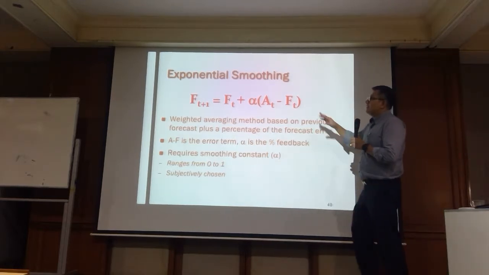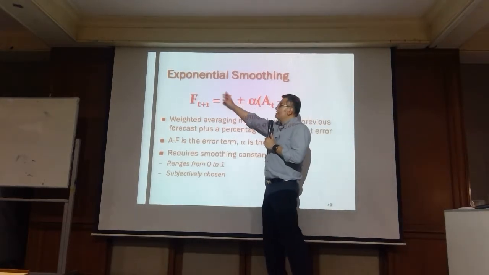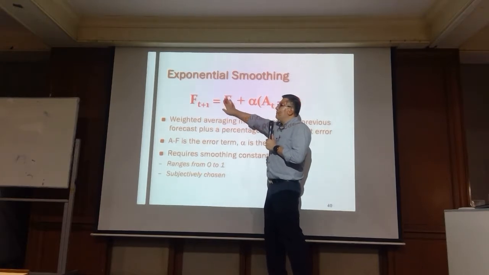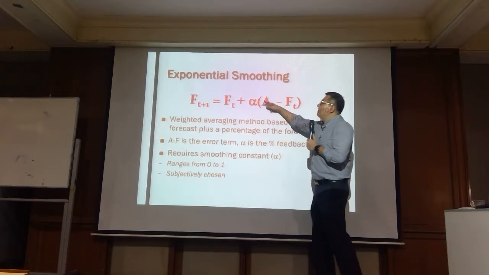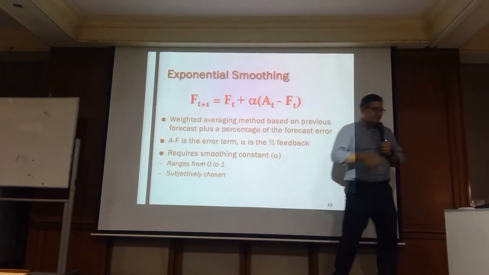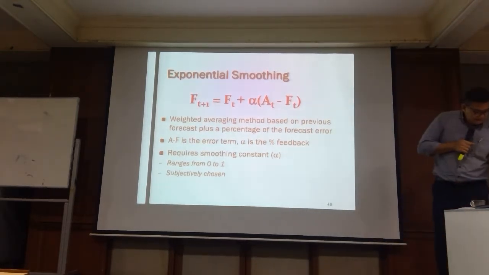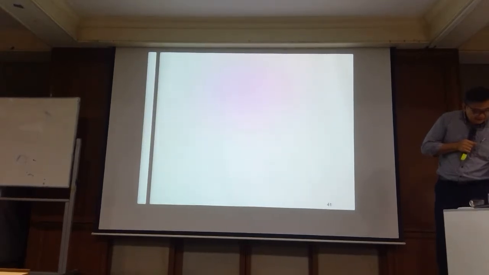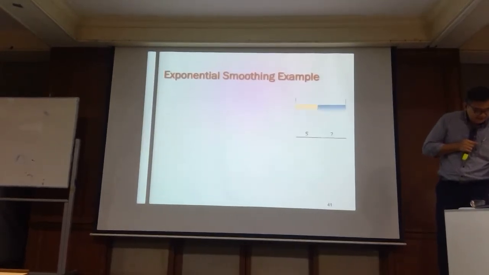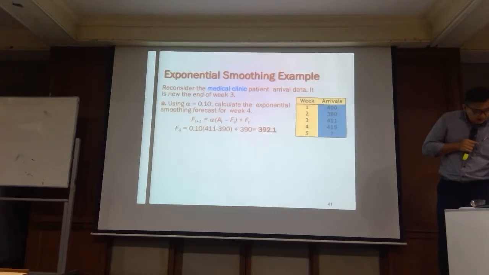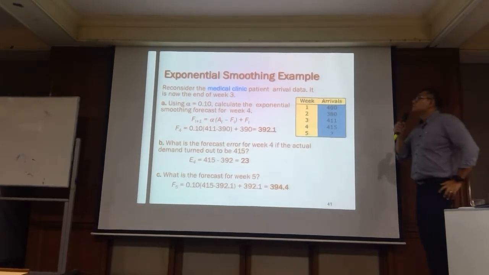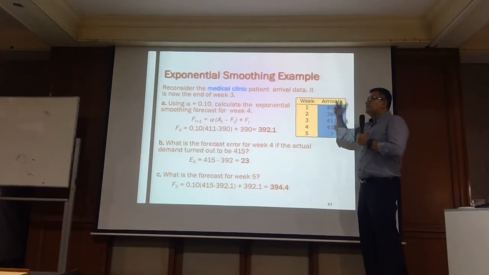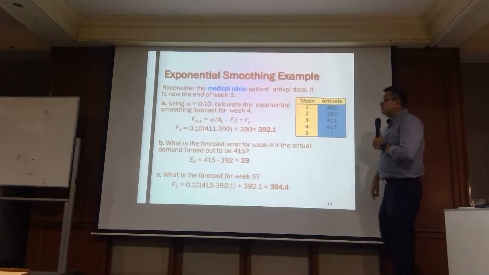But you can see that in exponential smoothing, we're using the forecast from the previous period plus a percent feedback of the forecasting error. Right. So let me show you an example here, and then we're going to have a break. I'm using the example of the medical clinic again.